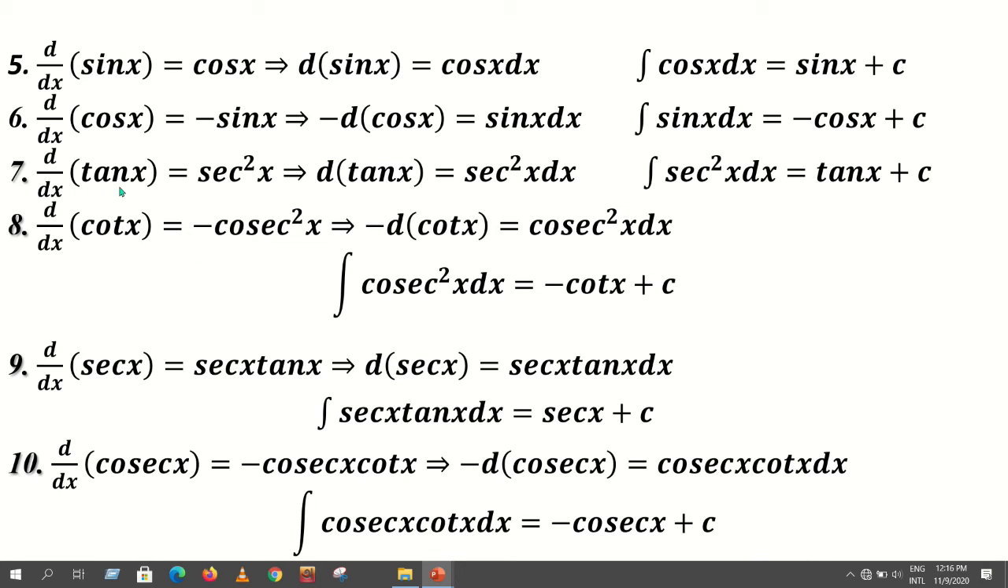Here derivative of tan x equals sec square x, so integration of sec square x equals tan x plus c. Derivative of cot x equals minus cosec square x. Therefore, integration of cosec square x equals minus cot x plus c. Derivative of sec x equals sec x tan x. Therefore, integration of sec x tan x equals sec x plus c. Similarly, derivative of cosec x equals minus cosec x cot x. Therefore, integration of cosec x cot x equals minus cosec x plus c.